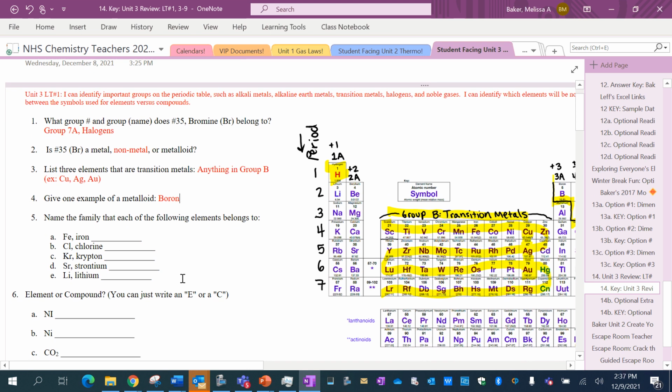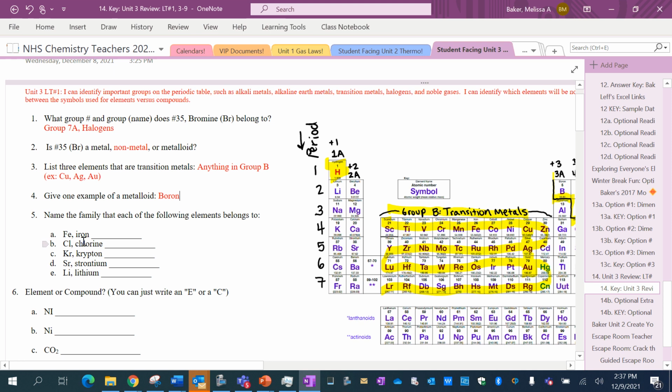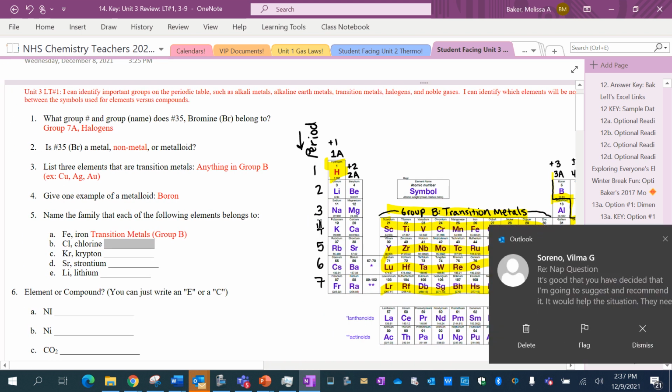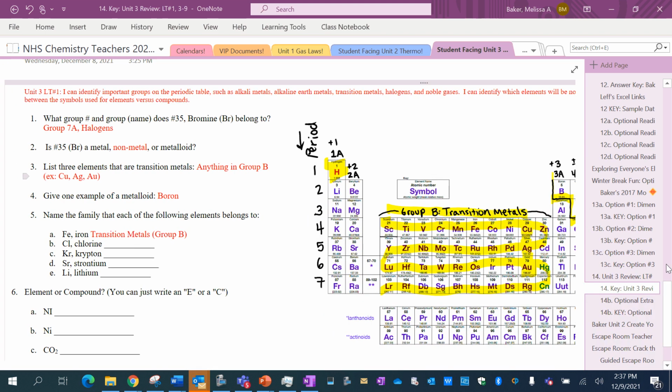Name the family that each of the following elements belongs to. Fe, iron. Fe is right here, number 26. So it says so right there. It's in the transition metals. Group B. Cl, chlorine, is actually right above bromine. So it's also in group 7A. Which would be the halogens.